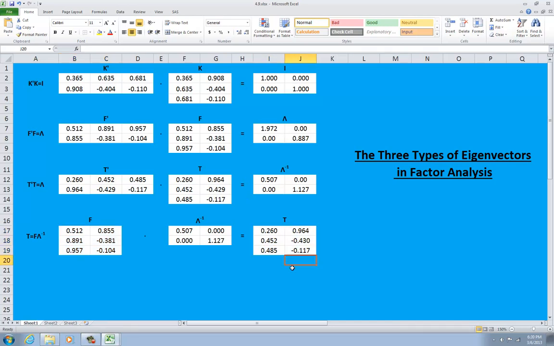So those are the three types of eigenvectors that play a part in the factor analysis formulas that we're going to talk about this time.